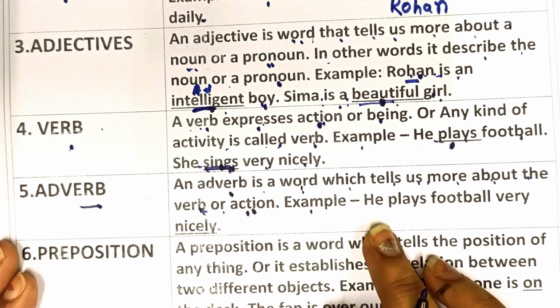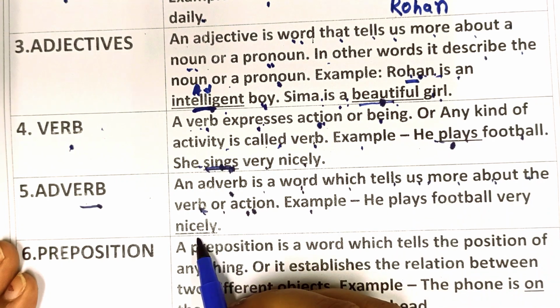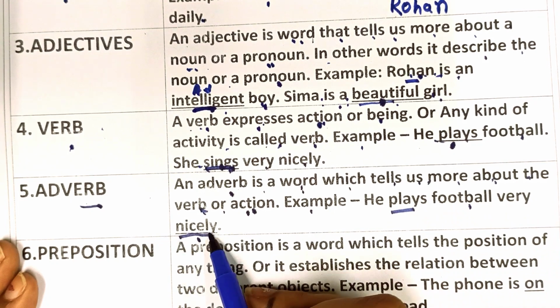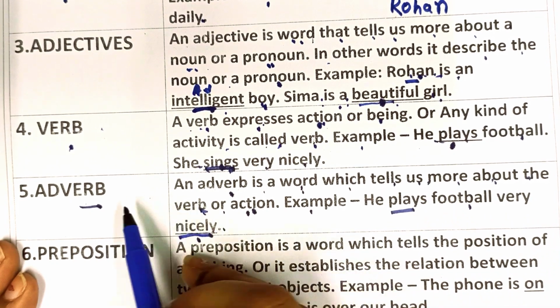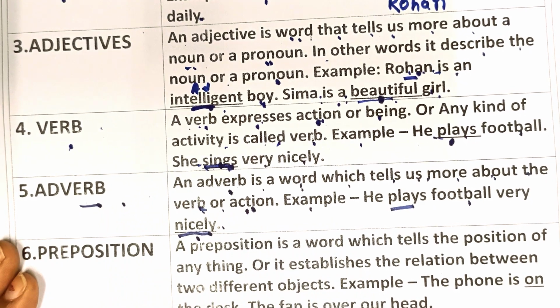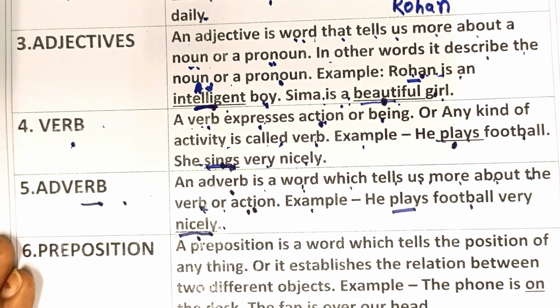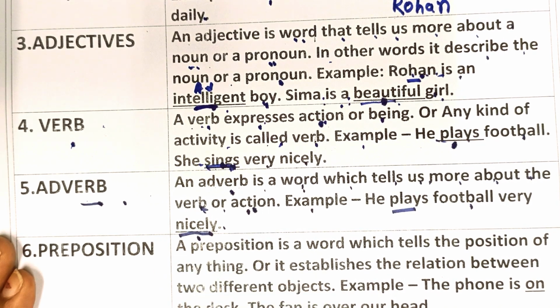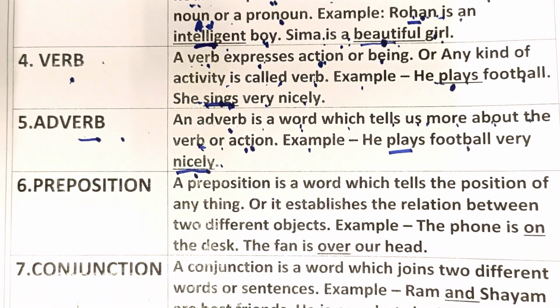Understand with an example. He plays football very nicely. He plays football, but how does he play? Very nicely. So this nicely is our adverb. To recognize an adverb, in so many words you will see that ly is joined with adjectives. So nicely, beautifully, calmly, slowly, all these words are adverbs. I will discuss adverbs in a separate video in a detailed manner. So we have done adverb.